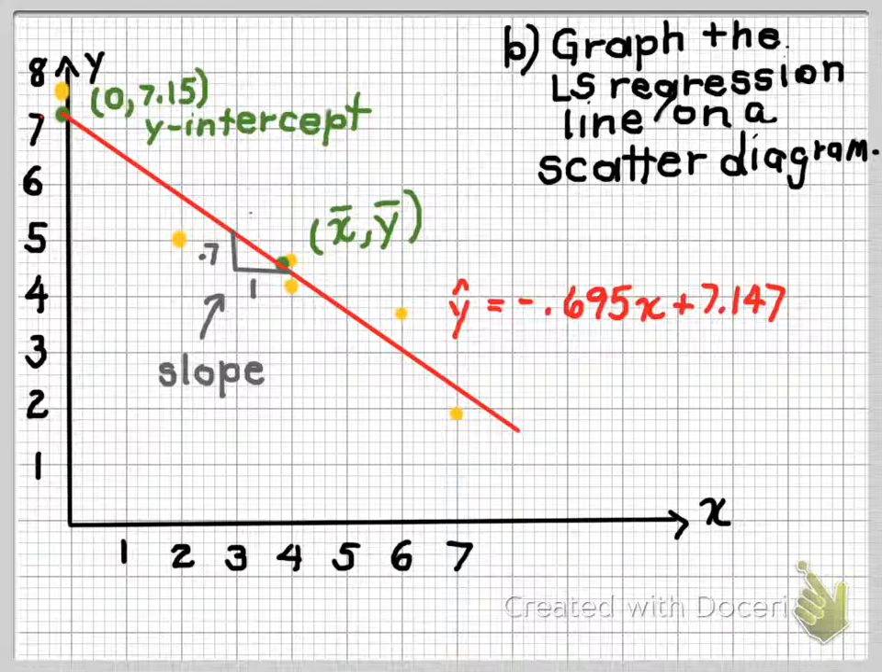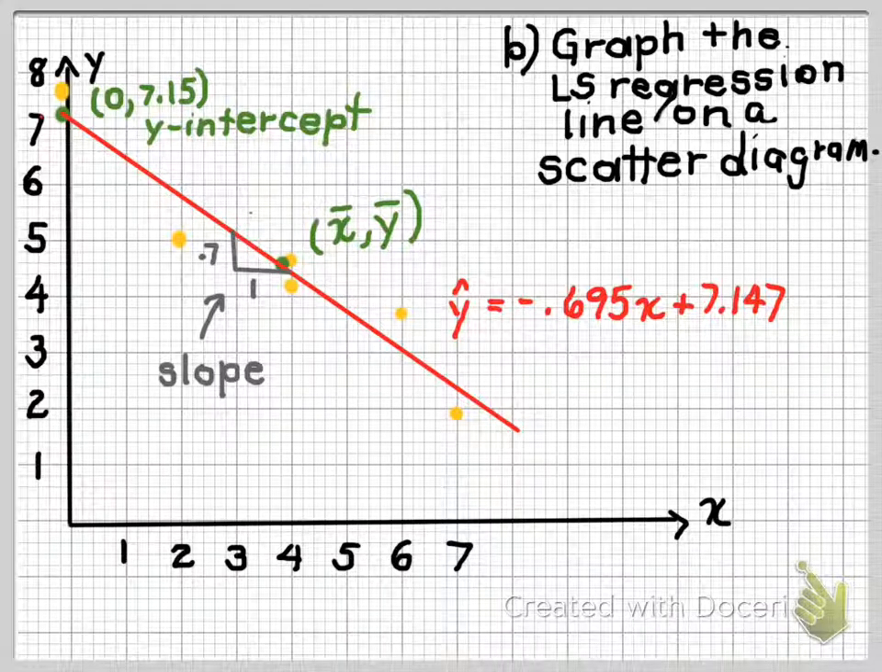So how did I graph this line? Well, first I used the point that's given in the equation, which is the y-intercept. The y-intercept is approximately 0, 7.15. And you can see it graphed with the green dot on the y-axis. That is the y-intercept. So that's the first point. And remember, we only need 2 points to graph a straight line.